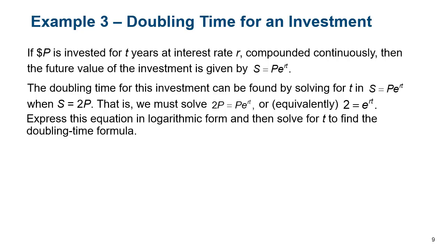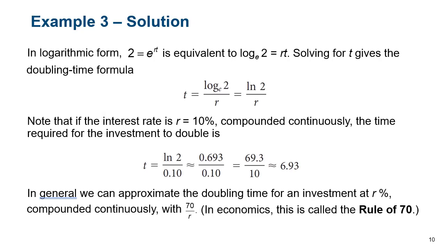And then we can express this equation in log form in order to solve for T, because we can't solve for T when it's trapped up here as a power. We have to bring it down onto the ground and solve for it that way. So you'll remember that this is equivalent to this, right? E to this power equals 2. So now we have log base e of 2 equals R times T. And if we want to solve for T, all we have to do is divide by R.